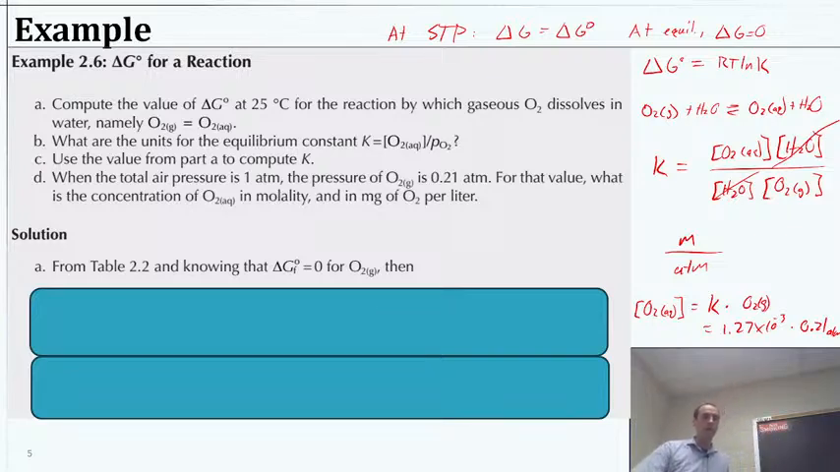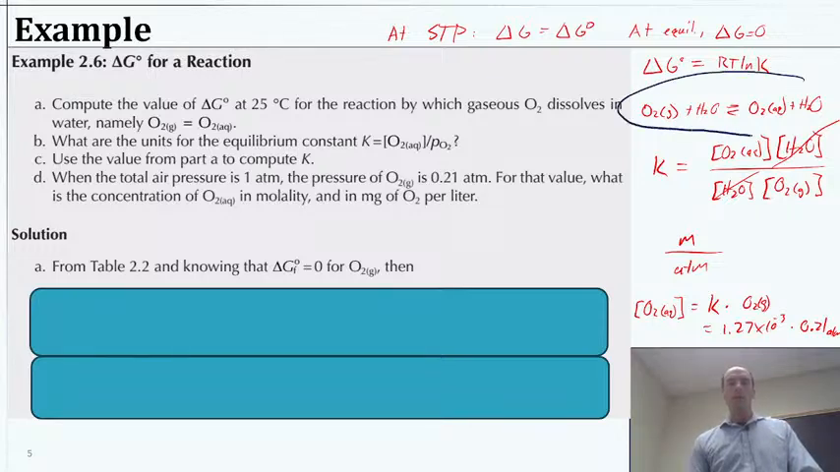Okay, so this one says, compute the value for delta G standard at 25 Celsius for the reaction by which gaseous oxygen dissolves in water, namely oxygen gas going to aqueous oxygen. Okay, so we're going to take a moment. Like I said, I haven't taught you this exactly, but we're going to consider that this is going to be the reaction. So oxygen plus water is going to oxygen and water, but it's converting from the O2 form to the O2 aqueous form.